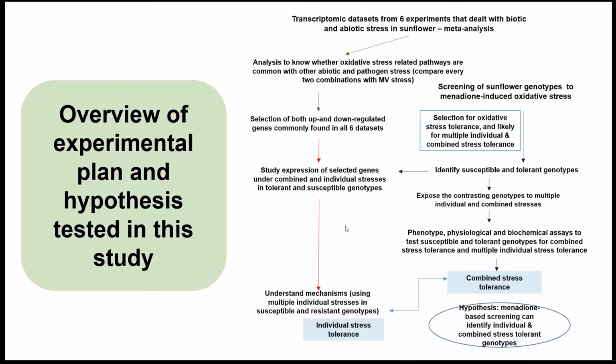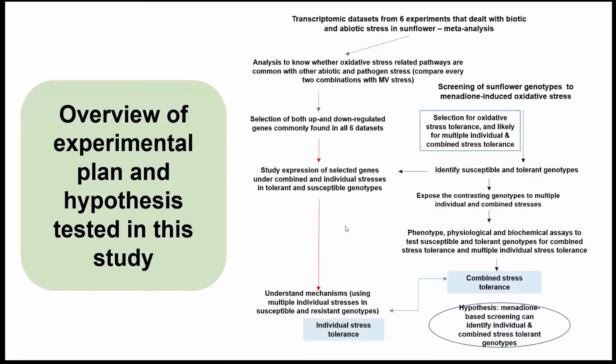Part one is to handle the transcriptomic data sets from public databases. Using different methods, we pulled out the transcriptomic datasets available on different platforms and assembled them. Mainly, we found them in 6 different studies, in 6 different experiments, and they dealt with both biotic and abiotic stresses. The biotic stress is the oomycete pathogen that we are talking about, and this data set was used for meta-analysis.